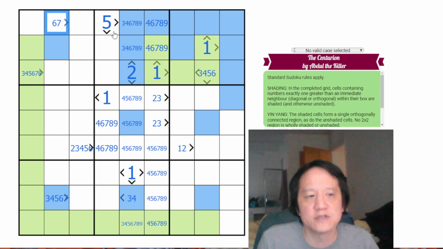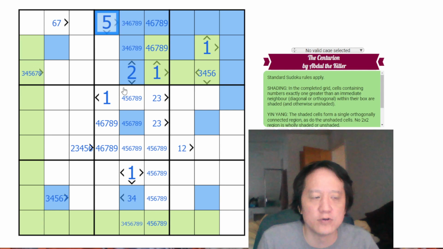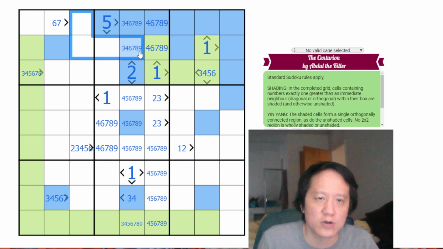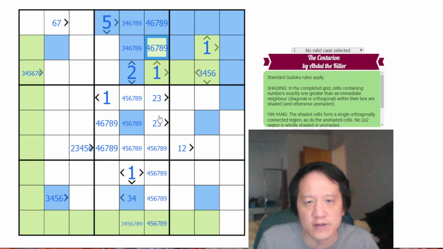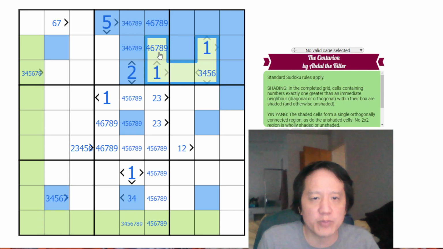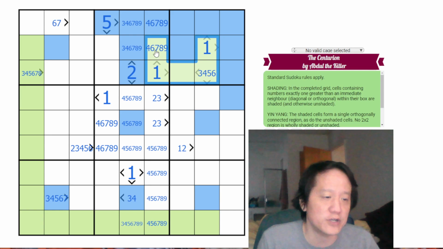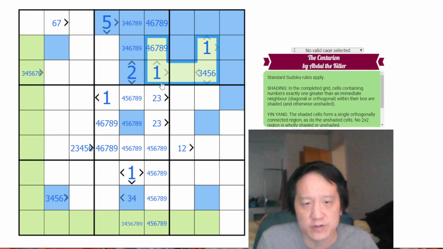So since this is at least 6, that means this has to be shaded. Right? If this were unshaded and we had a shaded in between, that wouldn't work. Because again, like the yin yang, one of the shaded part would be broken into 2 different areas, or the unshaded part would be broken into 2 different areas.